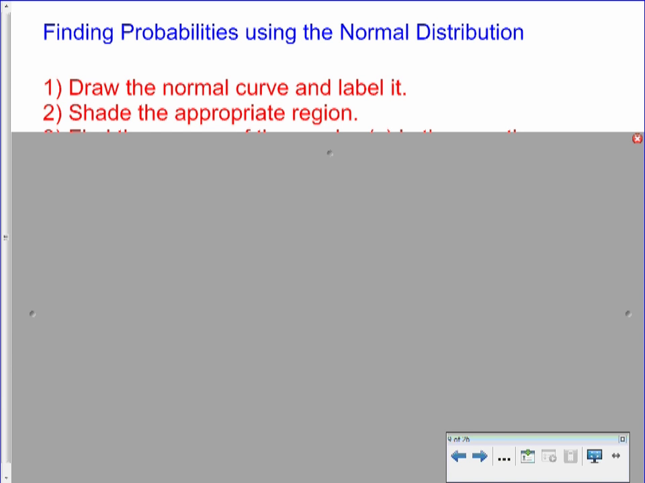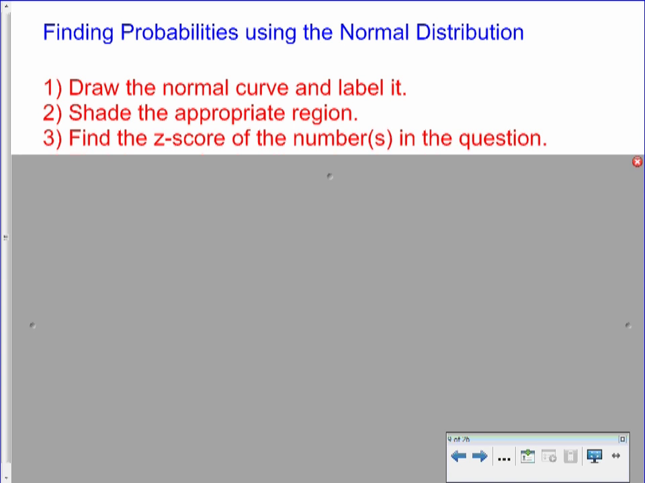This point is when the extra part comes in, because now that we've shaded, we can see the graph. It would be time for us to go and look at our table, but our table is not going to have an x value equal to 75, or whatever they're talking about. So that's when we have to do a little conversion. And that conversion happens with the z-score. So you have to use the z-score formula to find the z-score for the numbers in the question.